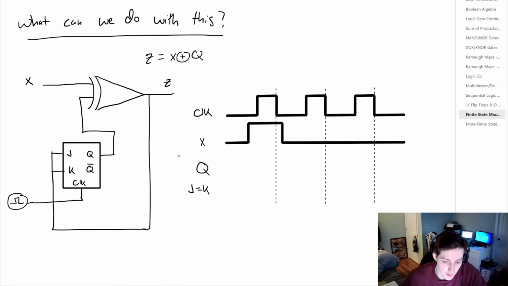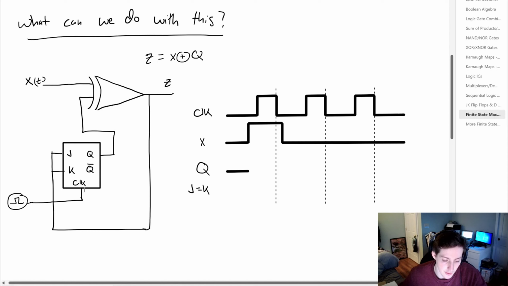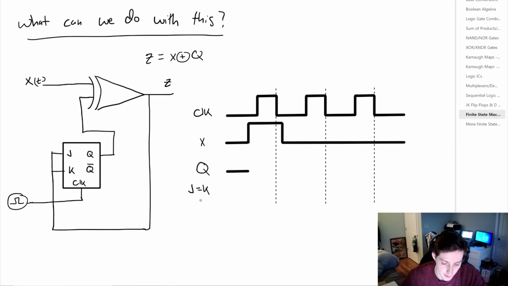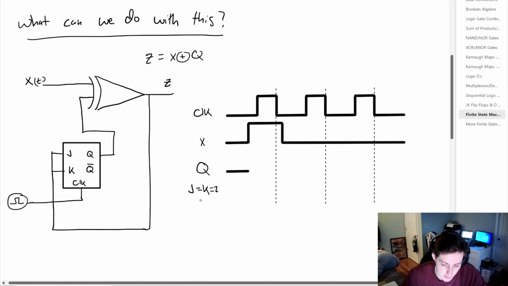And this seems okay on the surface, but now we're going to deal with X being a function of time, and we know that Q is going to be a function of time as well. So what we're going to do is assume that Q is initially in some zero state, as we've been doing by default. And this is where we get into this kind of cyclic nature of filling out the time diagram. So we know that the output Z is tied to the inputs J and K, and those inputs are tied together. So we can also say that J is equal to K, which is also equal to Z.